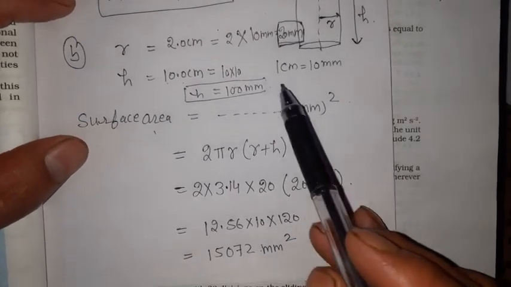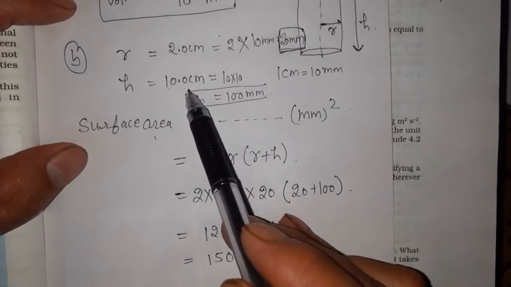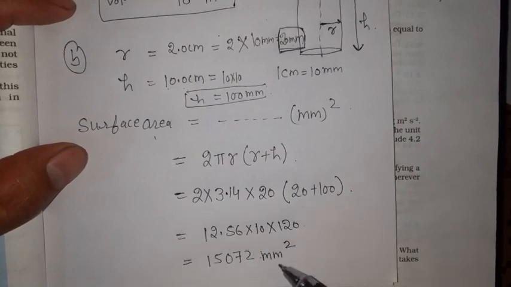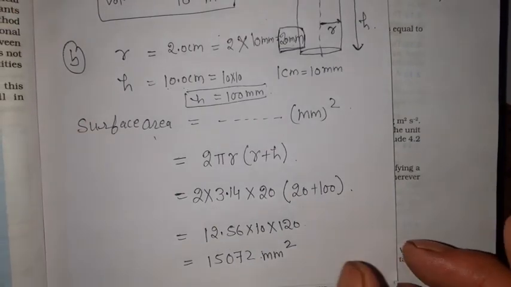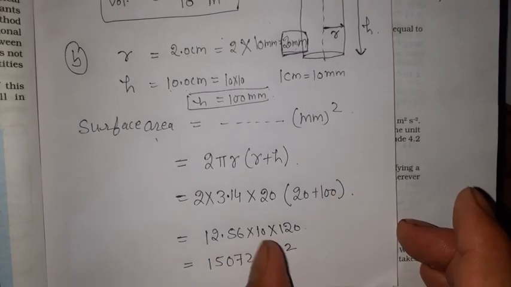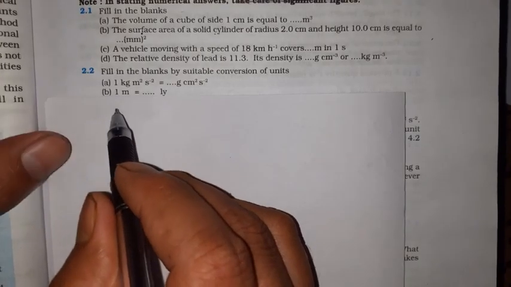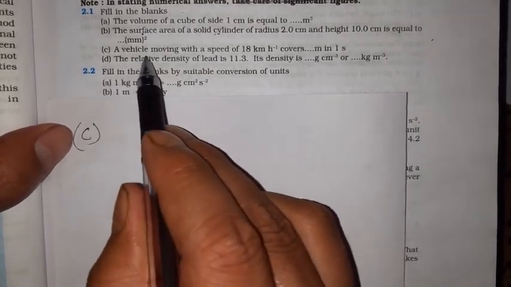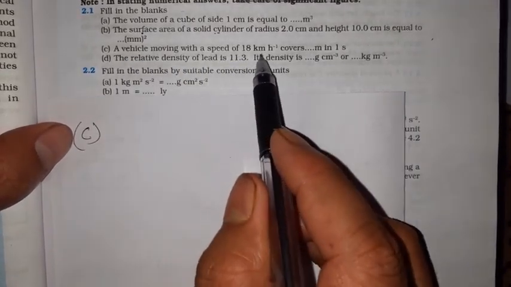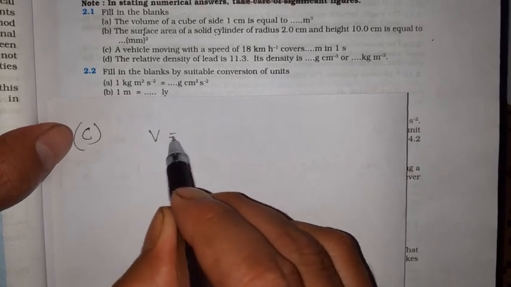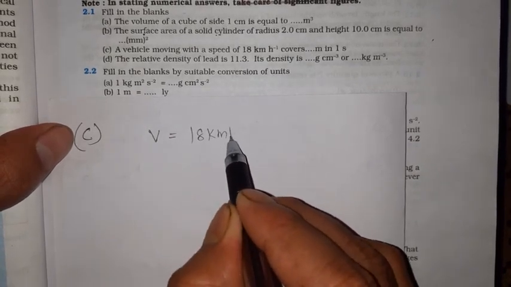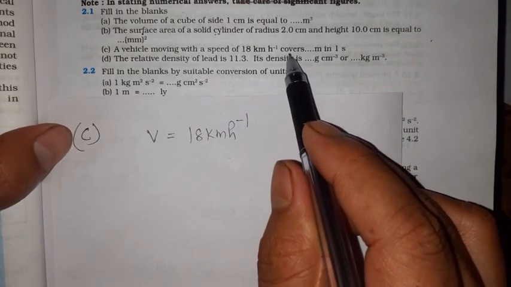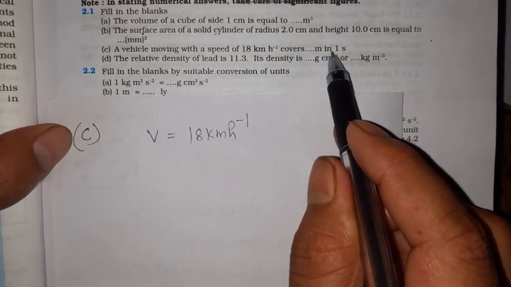So what we did for this one, whatever values we were given, we first converted them into mm, and thereafter we used the formula, and in this formula we did our calculation. Now let us look over here at problem C. So what is said over here: a vehicle moving with the speed of 18 km per hour. So the speed is given to us as 18 km per hour, and you have to give how many meters it covers in 1 second.